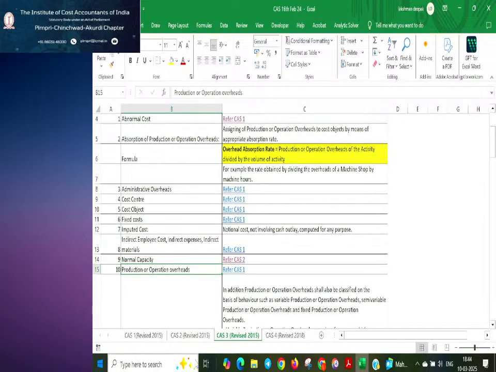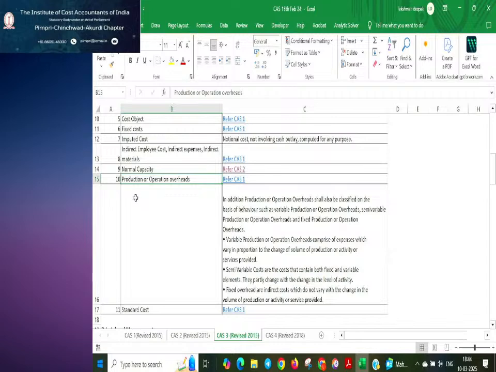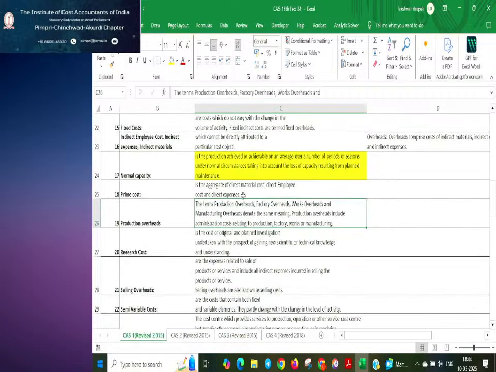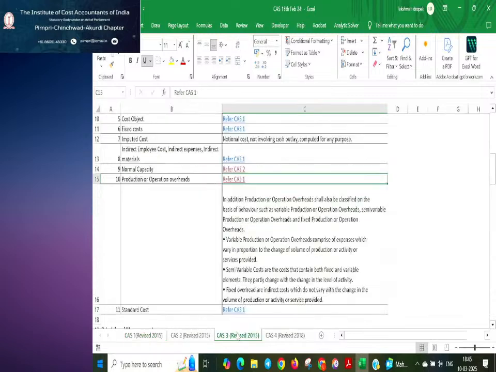Then coming to production or operation overheads, what does cost accounting standard 1 say about it? The terms production overhead, factory overhead, works overhead and manufacturing overhead denote the same meaning, and it includes administration cost related to production, factory, works or manufacturing. Apart from that, what this standard additionally talks about is that production and operation overhead shall also be classified on the basis of behavior.